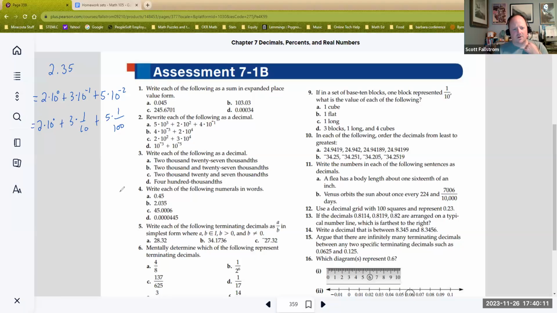All right, so anyway, that's the idea. I rewrite it as a sum in expanded place value. Make sure your place values are right, and we are in base 10. Rewrite each of these as follows. So again, going forwards and backwards, 1 and 2, right? Take this, write it as a decimal. Take this, write it as expanded, okay? Write each of the following as a decimal. So again, 3 and 4 match up pretty nicely. Write 1 as a decimal, write 1 in words, so get used to it.